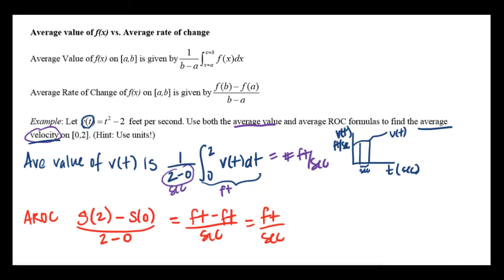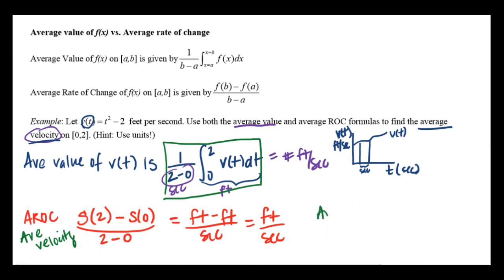So my two possibilities for setups are this one, 1 over 2 minus 0, the integral from 0 to 2 of v of t. If I use the average rate of change formula, now I need s of 2 minus s of 0 over 2 minus 0. So this is average velocity. And if you go back to the chapter where we first learned about this, you'll see this formula. Average velocity is the change in position over the change in time.